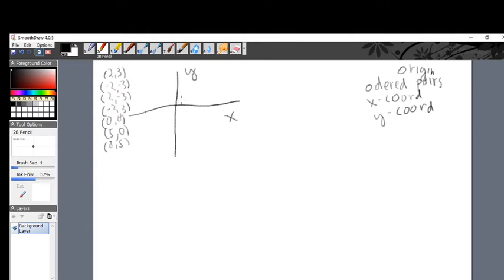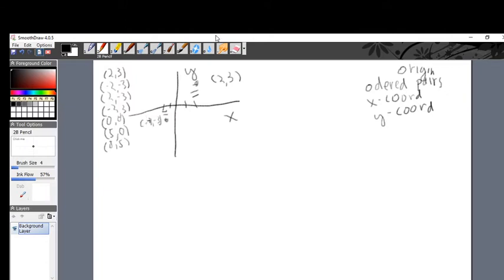So you start at the origin, you go 1, 2 to the right, and then you go up 1, 2, 3, and there's your point (2, 3). Okay, now, what about the point (-2, -3)? You start at the origin, you go back 2, that means go left 2, and -3 means go down 3. 1, 2, 3. Here is the point (-2, -3).